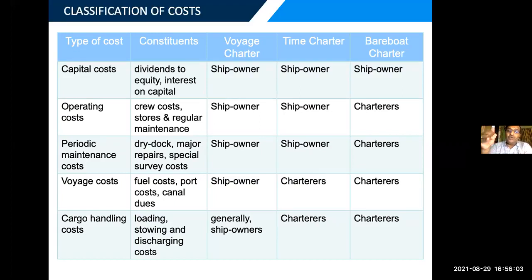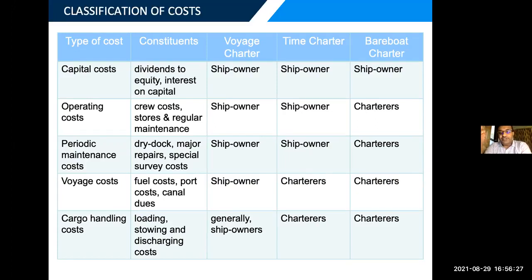Then after that, you have to call the classification surveyor to come on board and certify that the helipad is as per international standards, having adequate strength to hold a chopper and all. So these are big-time maintenance costs. So who will incur this cost? Depending upon the type of charter. If it is voyage charter, ship owner; time charter, ship owner; if it is bareboat charter, it is the charterers.